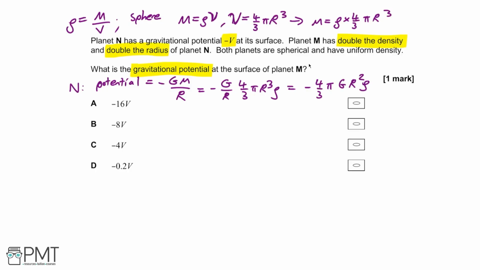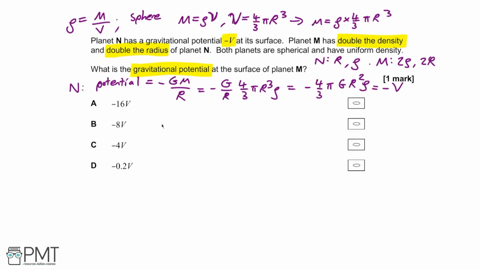Now we want to write this in terms of the potential minus V for planet N. So we say that N has a radius of r and a density of rho, whereas M has a density of 2 rho because it's got double the density of planet N, and it's also got a radius of 2r because it's got double the radius too. So if we write the potential that we figured out before for N, then that's going to be equal to minus V, like we're told in the question.